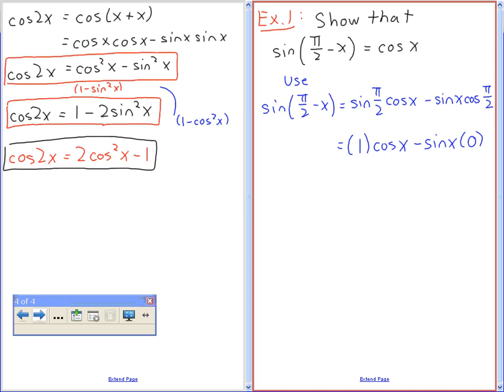So this is equal to cos x. There's another nice identity for you right there. And that's an example.